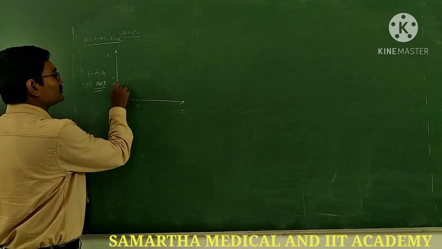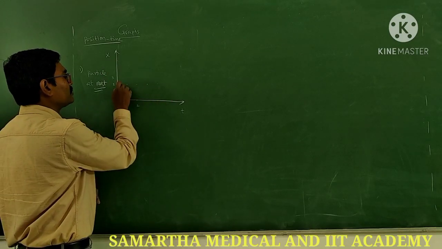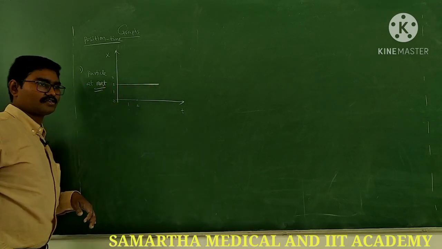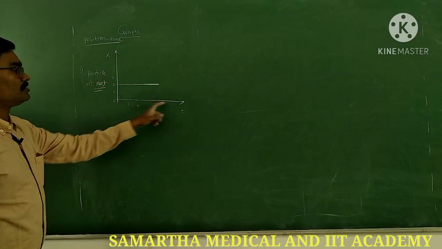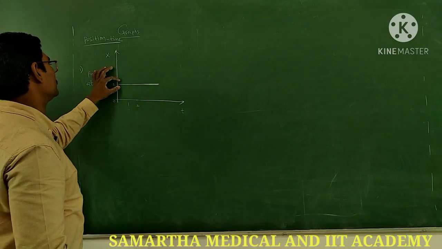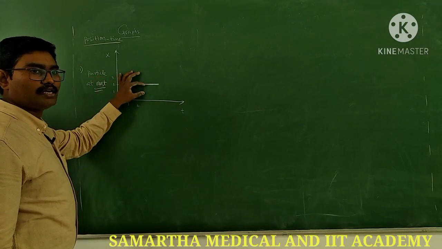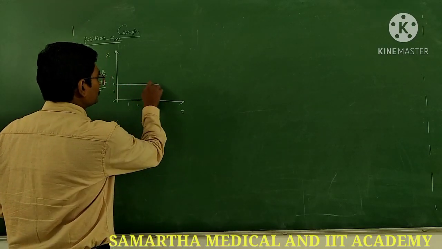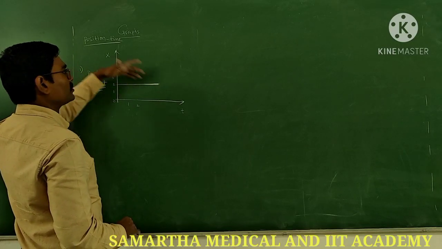So the position of the particle is not changing with respect to time. You are changing the time, but the position is not changing. By joining these positions you will get a straight line graph like this. This means the position of the particle is at 2 meters throughout the journey, whatever time we take. This represents that the particle is at rest. This is the graph for rest, which is parallel to the time axis, the x-axis.